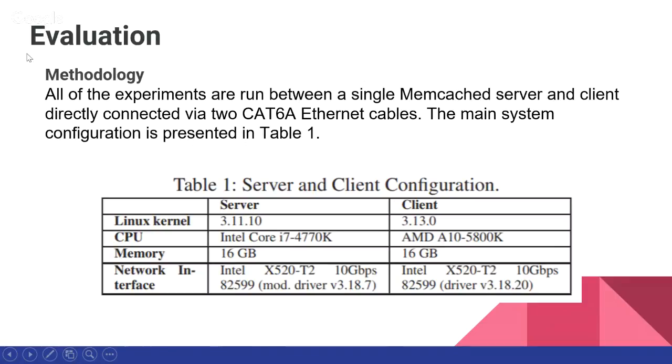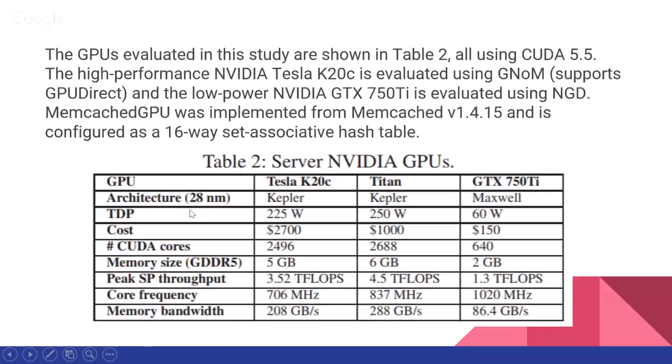So we are going to cover the evaluation part of this paper. First of all is the methodology of the experiments. All of the experiments are run between a single memory cache server and the client directly connected using two Ethernet cables. And we can see that the main system configuration is presented in table 1. The GPUs evaluated in this study are shown in table 2, and they all use CUDA.